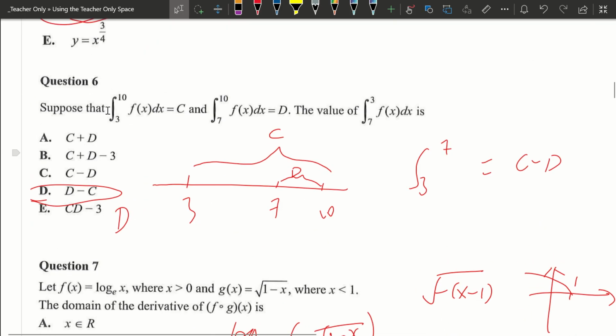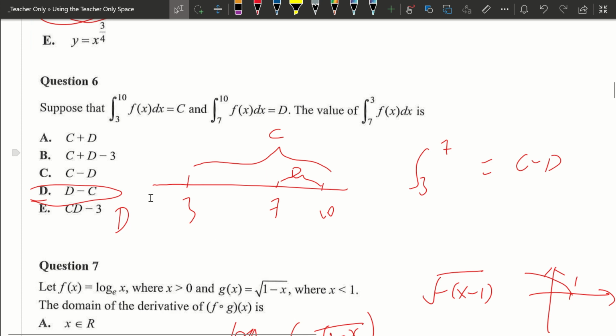Question 6. We have an integral from 3 to 10 of some function f equal to some number c, and then from 7 to 10, you integrate the same function f and you get a different value d, and then it asks for the integral from 7 to 3 of f.